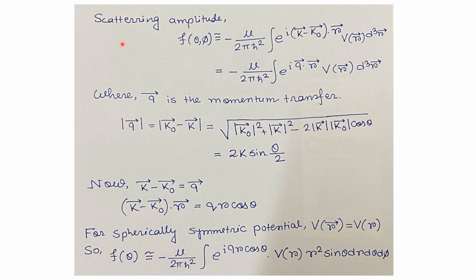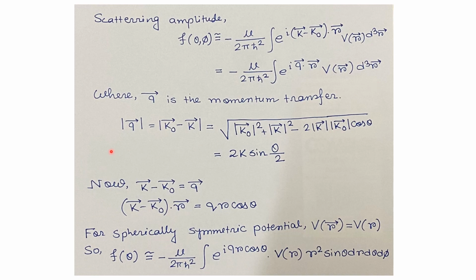The scattering amplitude can be written as f(θ, φ) equals minus μ/(2πħ²) times the integration of e^(i(k−k₀)·r) multiplied with V(r), that is the scattering potential, times the elementary volume dτ. Here μ is the reduced mass between the target material and the incoming or incident particle. And we'll consider this k vector minus k₀ vector as q vector, which is known as the momentum transfer vector. Then the integration will take the form minus μ/(2πħ²) times the integration of e^(i q·r) times V(r) times dτ.